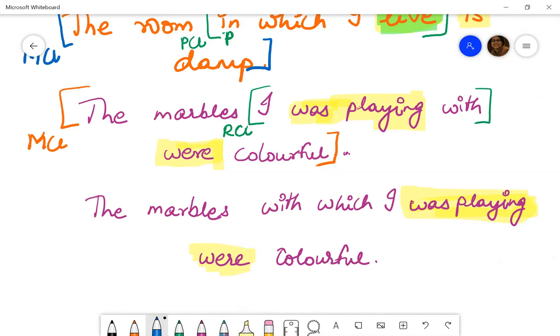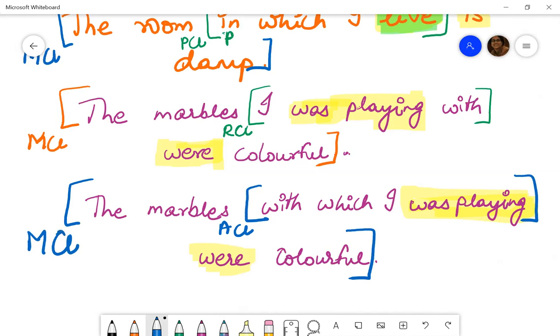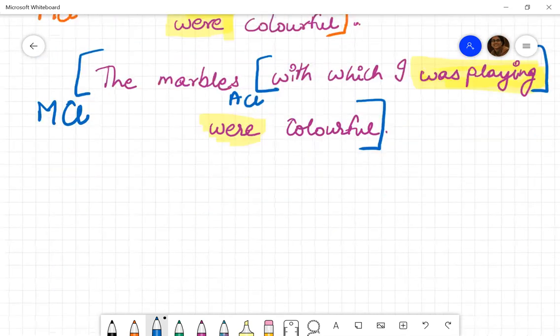But now it is announced by a preposition. And therefore, because it is announced by a preposition, when you mark this part, you would be marking it as an ACL. And the entire sentence is an MCL, right? That's how you would be looking at adverb clauses. Are there any other kinds of clauses?